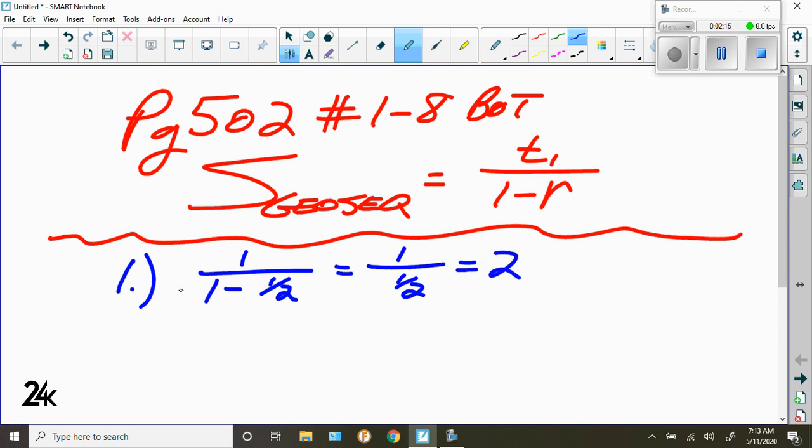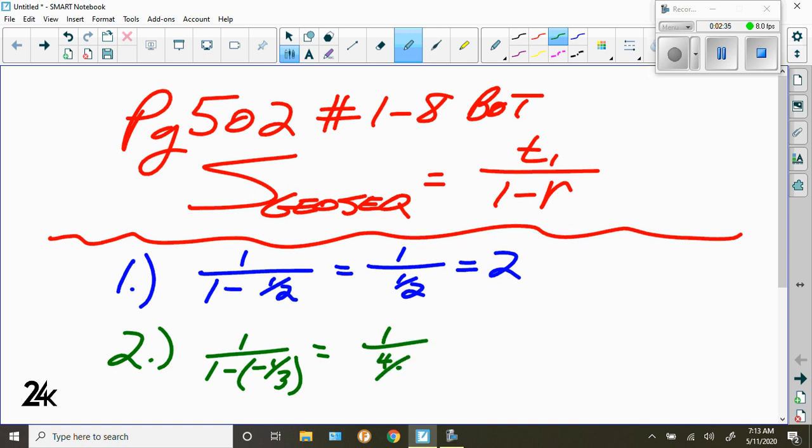There we go. Number 2. The first term is 1, and then this is always a 1. And this time, if you look at the pattern, you are multiplying by negative 1/3. Okay? So then that's going to be 1 over 1 plus 1/3, which is 4/3, because it's 3/3 plus 1/3. And then that is 3/4. Okay, you can pause the video if you need to.